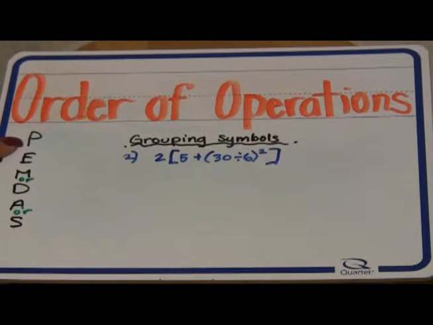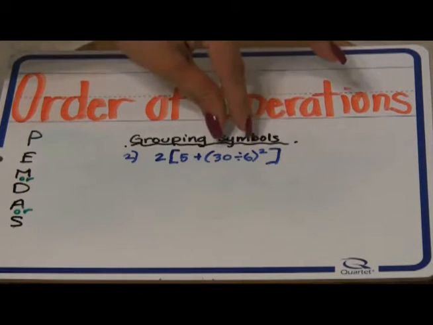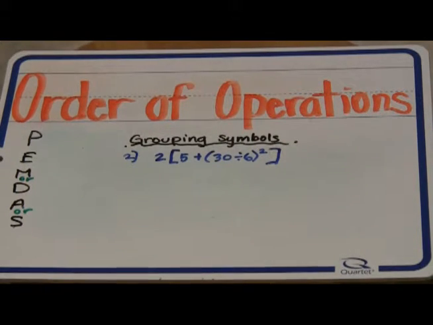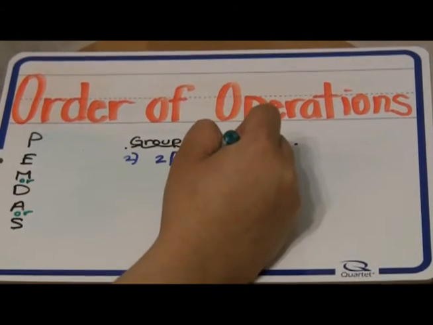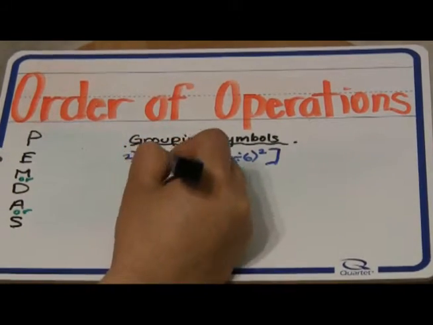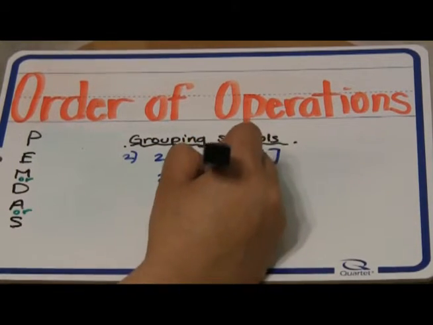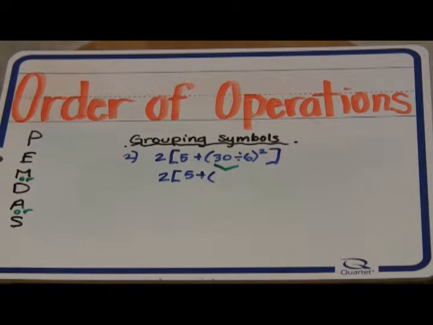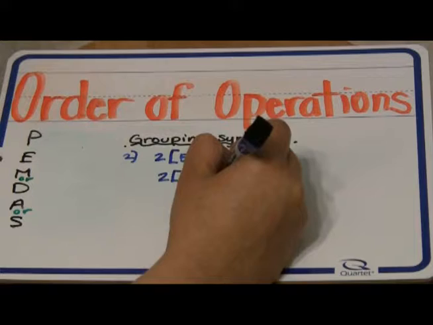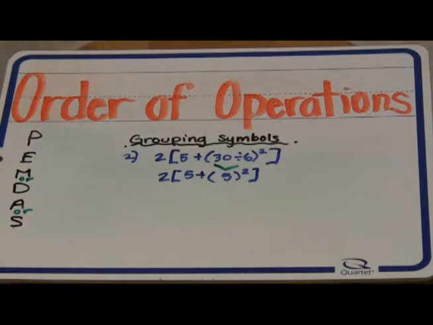So following my order of operations, it's parentheses and brackets. I have to look within the brackets, and within there I find that parentheses. So I have to start by working with those parentheses first. I'm going to start rewriting this. 2 bracket 5 plus, in parentheses I will put my answer of 30 divided by 6, which will give me 5. I bring down that square and I close my bracket.